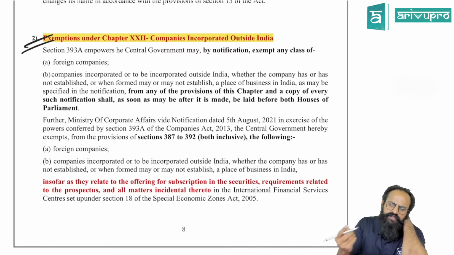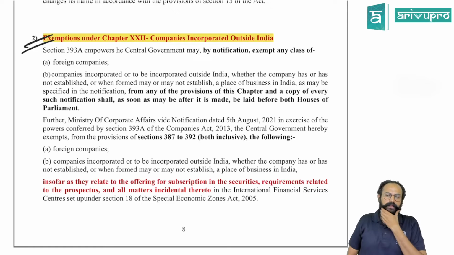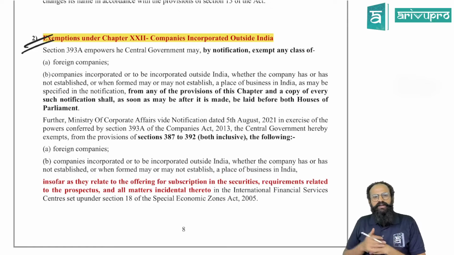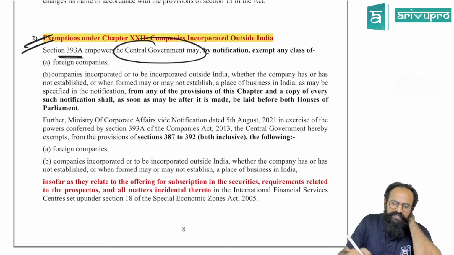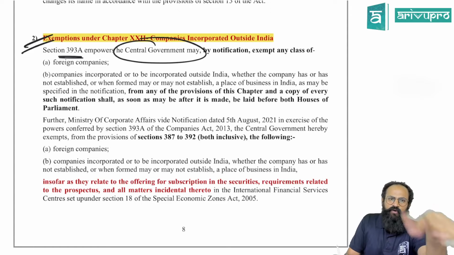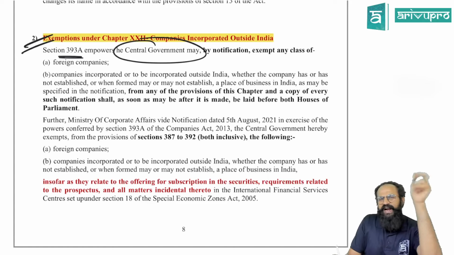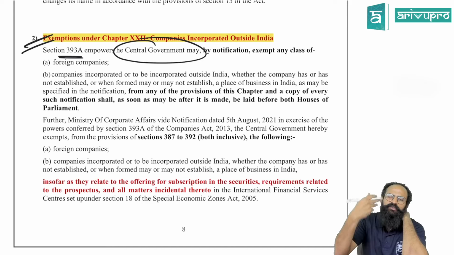Next one, sir. Companies incorporated outside India. Basically, your foreign companies, people. There is one amendment. What was that, sir? There was one provision, section 393A. Central government has a power to exempt any class of companies from following certain sections. They had a power in section 393A. Now, central government has utilized that power.